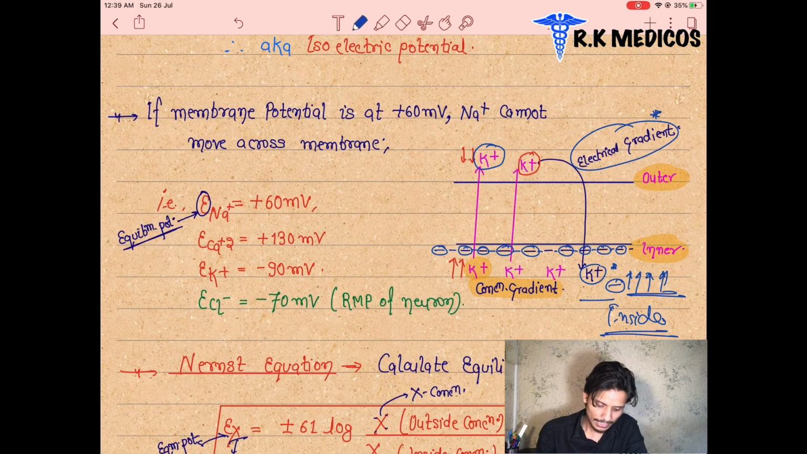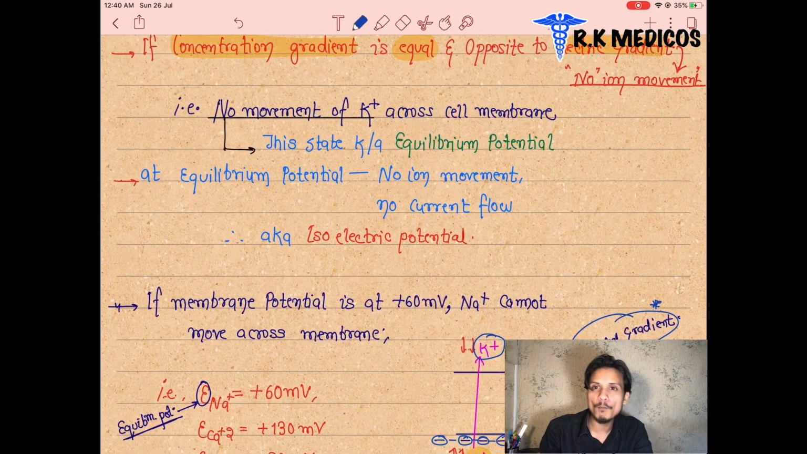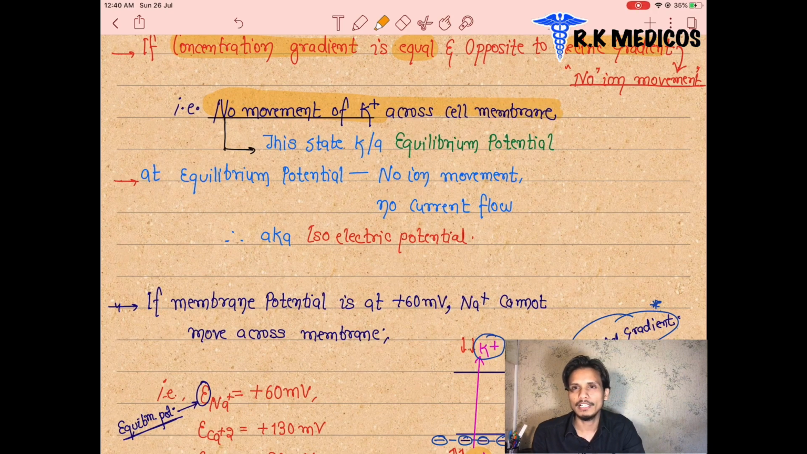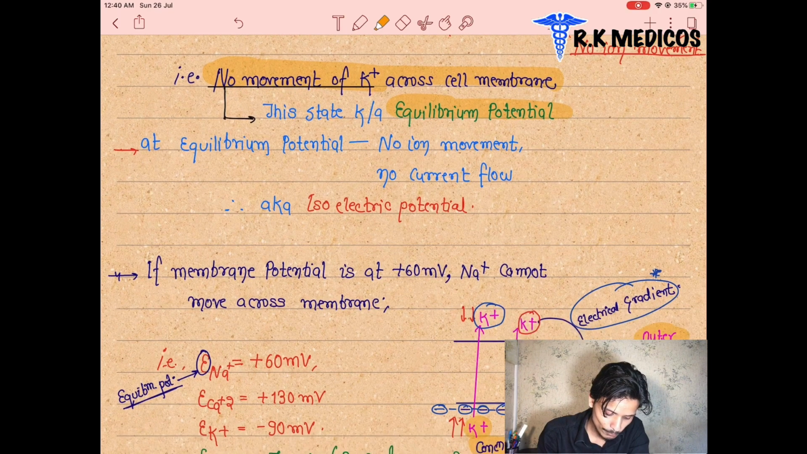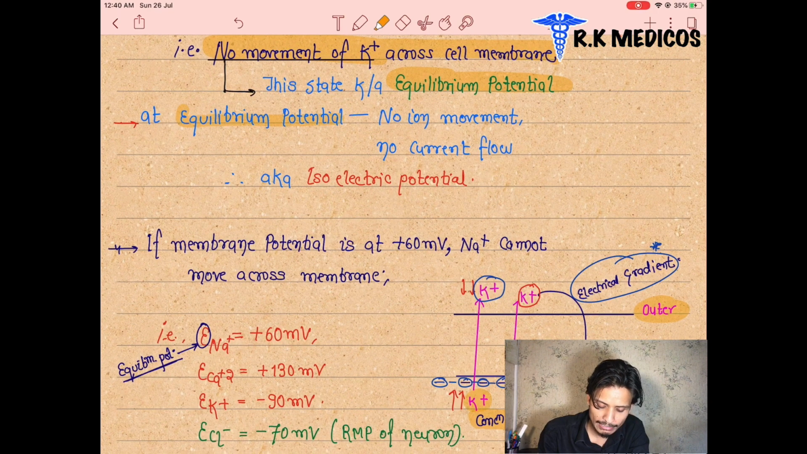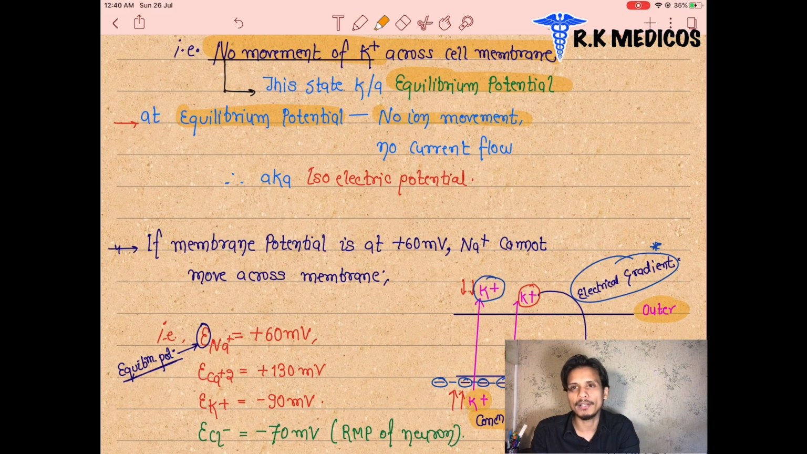It's so simple. Next we can see there is no movement of ions at the equilibrium potential, and this is the most important point: no movement of potassium across the cell membrane, because they are going to stop. The electrical gradient and the concentration gradient will be the same, and this state is called the equilibrium potential. At the equilibrium potential there is no ion movement.